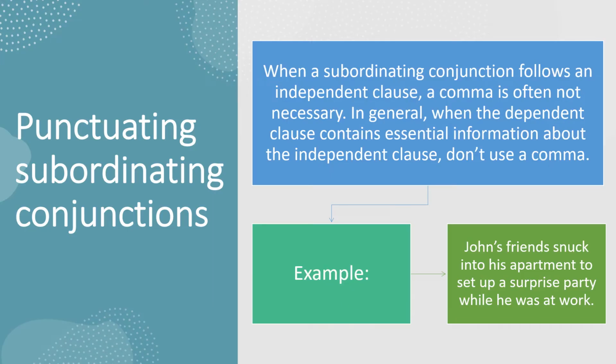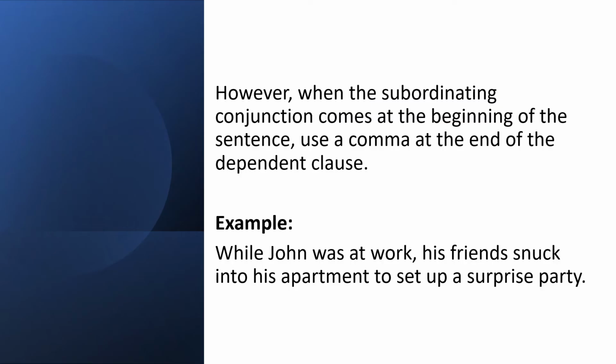Punctuating subordinating conjunctions. When a subordinating conjunction follows an independent clause, a comma is often not necessary. In general, when a dependent clause contains essential information about the independent clause, don't use a comma. For example, John's friend snuck into his apartment to set up a surprise party while he was at work. However, when the subordinating conjunction comes at the beginning of a sentence, use a comma at the end of the dependent clause. For example, while John was at work, his friend snuck into his apartment to set up a surprise party.